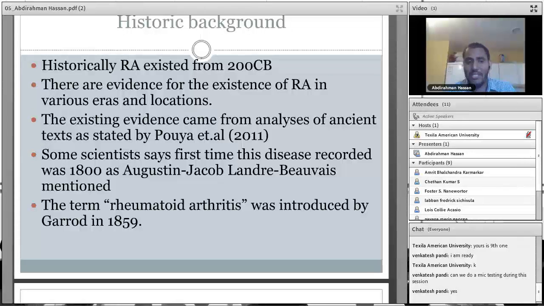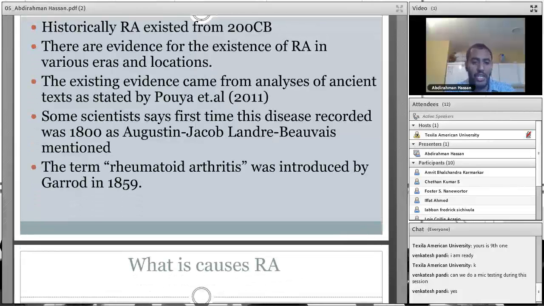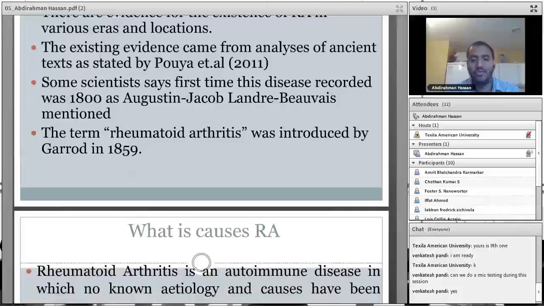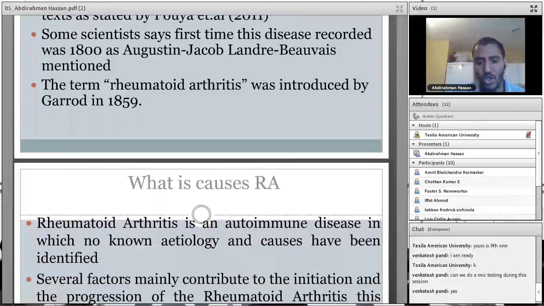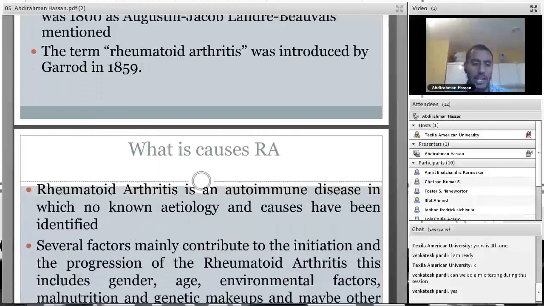However, some scientists say the earliest time this disease was recorded was 1800, and those who are arguing this are Austin and Jacob Lander. However, there are other arguments which say the term rheumatoid arthritis was introduced by Garrod in 1859.